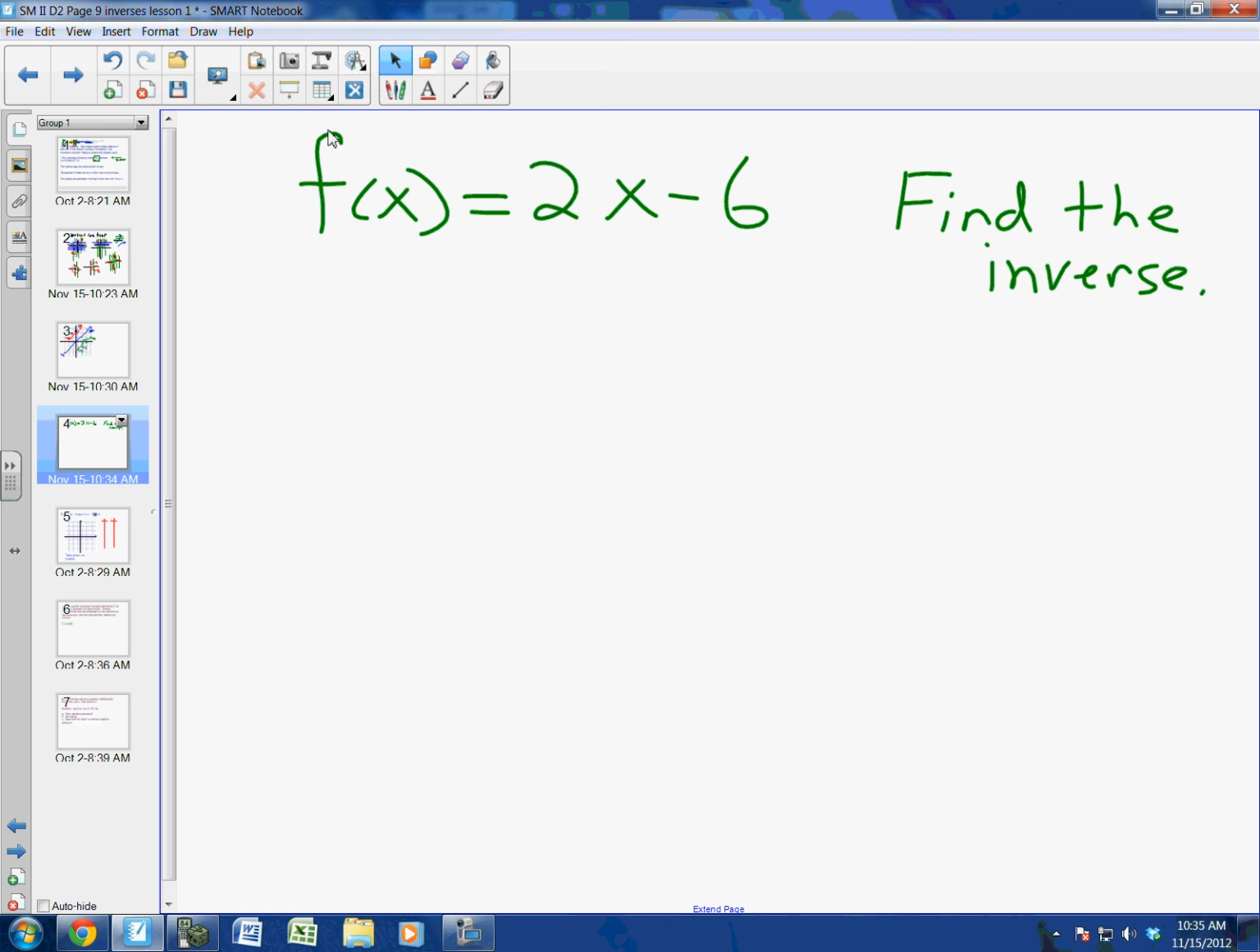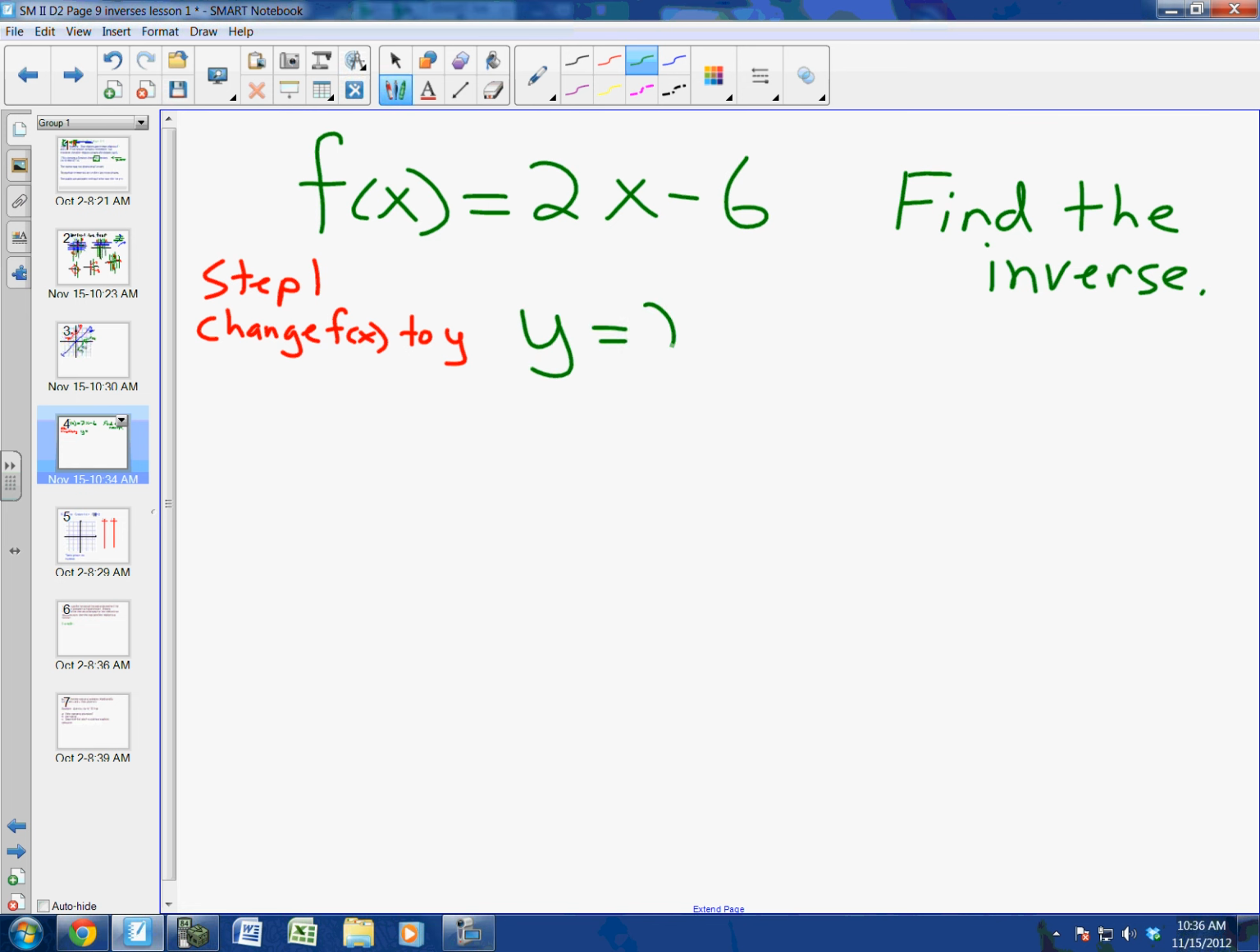Then we're going to do a sage and scribe. You guys are going to teach each other. But I'm going to teach you once, so pay attention, so when you go to teach your partner, you know what to teach them. So, to find the inverse, step 1 is we're going to change f of x to y. So we're going to write this as y equals 2x minus 6.